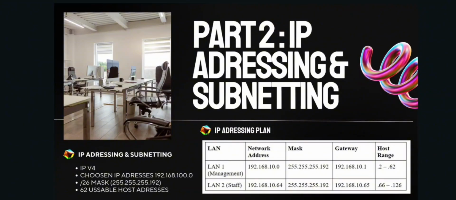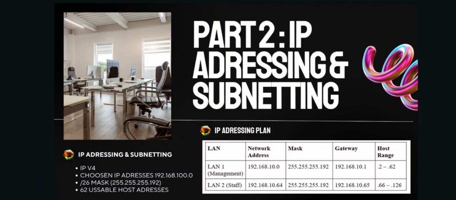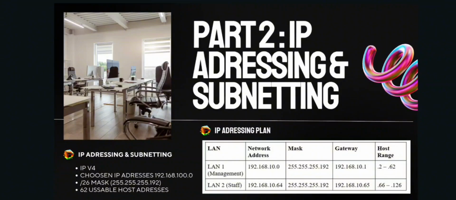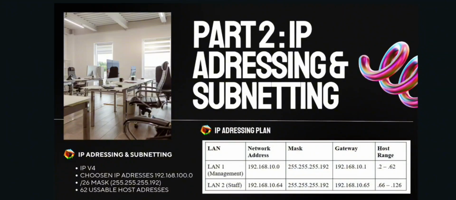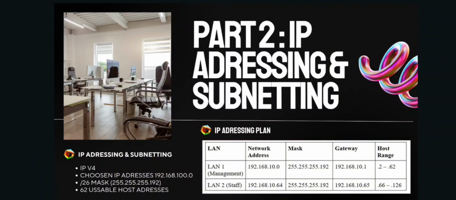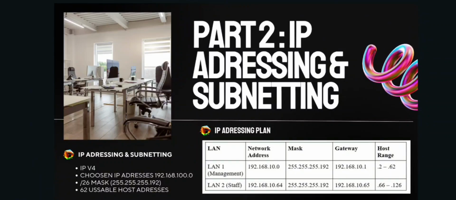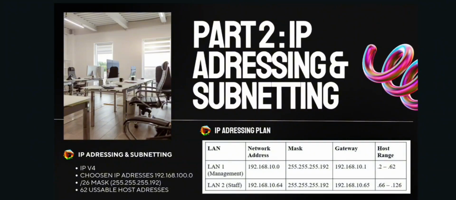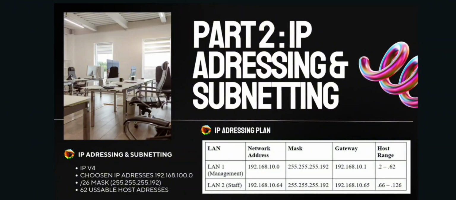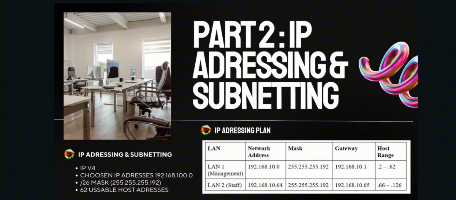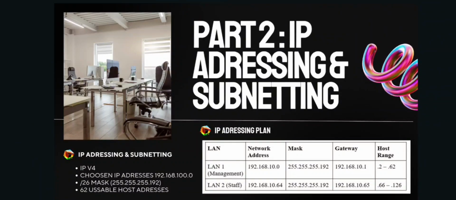Then we apply the /26 subnet mask, which is 255.255.255.192. This subnet mask allows 62 usable host addresses in each subnet. So even though our network currently only needs 5 devices per local area network, using a /26 mask gives us extra IP addresses for future growth.